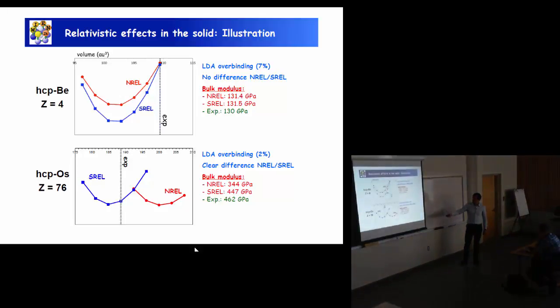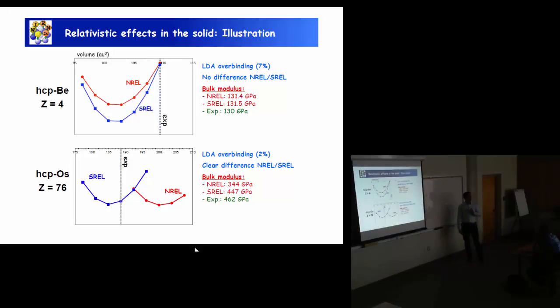If now you do a scalar relativistic calculation, so you include the mass velocity and the Darwin term, you see that now the volume you obtain is closer to the experiment and is slightly underestimated. So this is clearly a huge effect, which is just due to the fact that you have a nucleus that will lead to very fast electrons nearby the nucleus. And what you see is that the bulk modulus, which gives you information about this curvature, goes from 344 to 447. So you have a better agreement with the experiments when you include the scalar relativistic treatment.